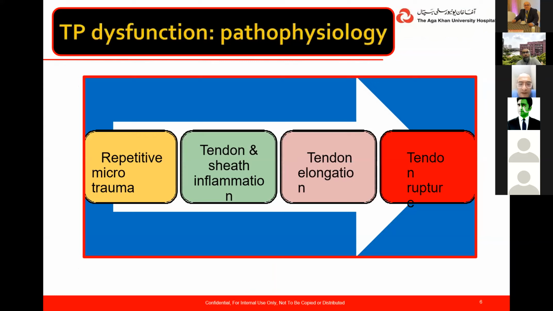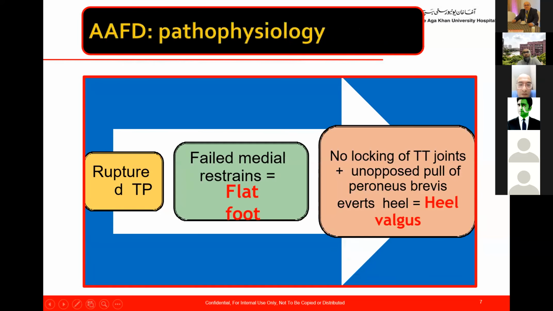So tibialis posterior pathophysiology is repeated microtrauma leading to tendon sheath inflammation, tendon elongation, and finally tendon rupture. Next. So the pathology: once the tibialis posterior is ruptured, the medial restraints usually fail, and we have got flat feet. And there is no locking of the joints, and the unopposed pull of the peroneus brevis results in heel valgus. Next.